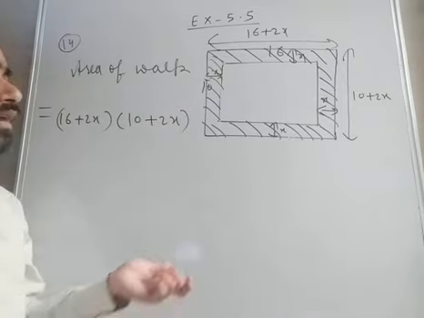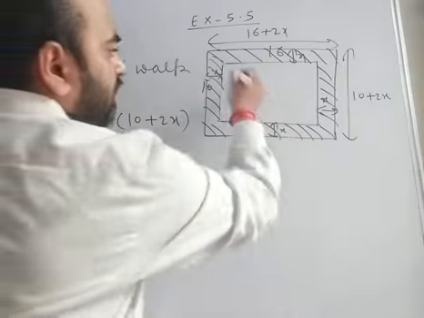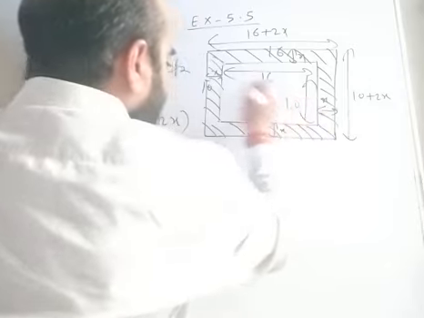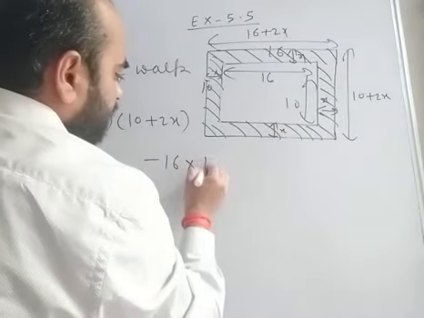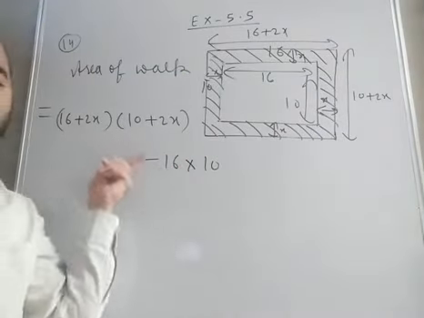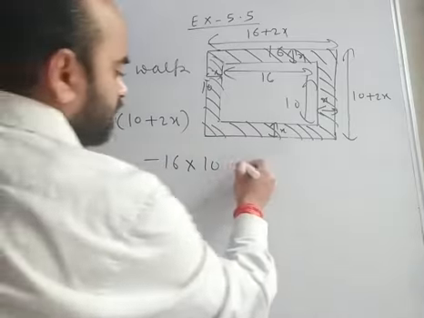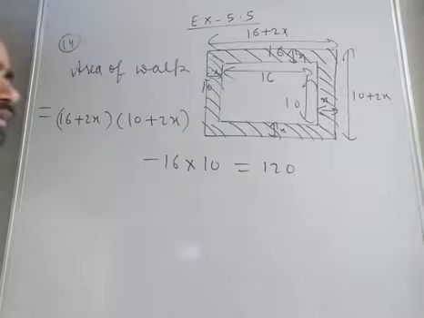Correct? And what is the area of a smaller rectangle? That is 16 into 10, minus 16 into 10. This is the area of the walk. And what is the area of the walk given? 120. It means this will be 120.